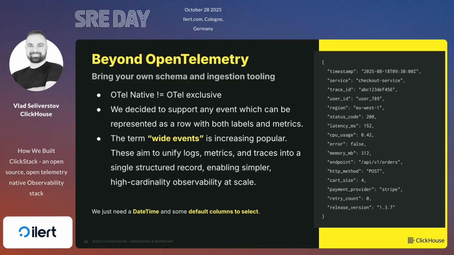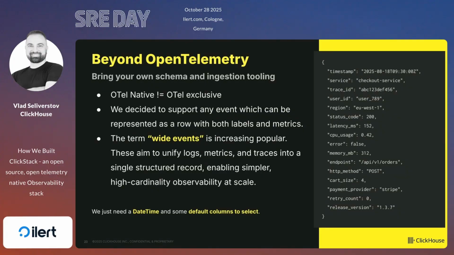But while ClickStack is OpenTelemetry native, it isn't limited to OTel. We support any schema that can be represented as a row with labels and metrics. OpenTelemetry is very opinionated about the data store-backed schema. There's a set of exporters that essentially create it for you. Part of it is semi-structured. Yes, there are log attributes, there are resource attributes associated with every single event, but it still limits it. We don't have this limitation with ClickStack. ClickStack can work with any schema that can be represented as a row with labels and metrics.